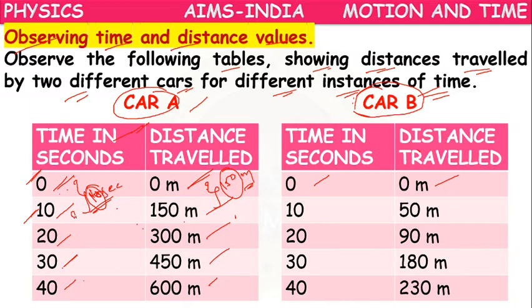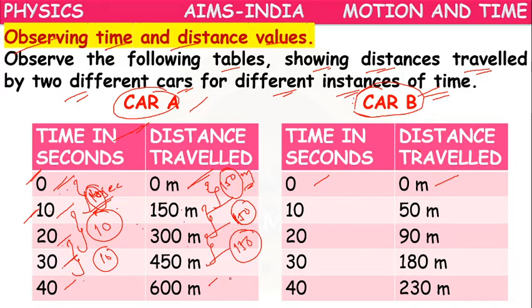Again, from 10 to 20 seconds, what is the time interval? 10 seconds. What is the distance traveled? 150 to 300 meter. Again, what is the difference? 150 meter. Again, from 20 to 30, what is the time interval? 10. 300 to 450, distance gap 150 meter. Next, 30 to 40, time interval 10. 450 to 600. Distance gap 150.